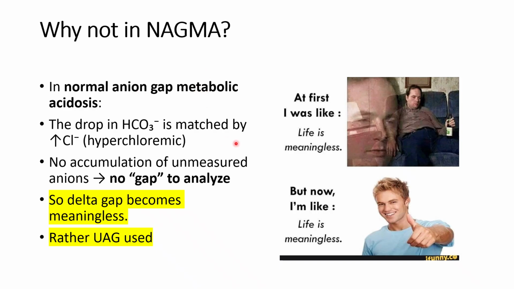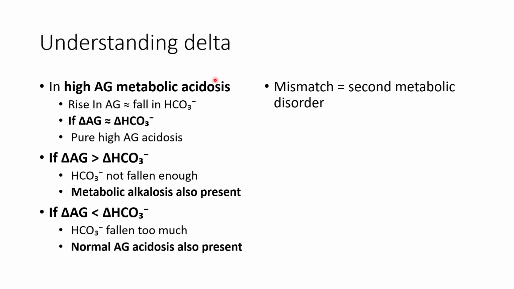Because in normal anion gap metabolic acidosis, the drop in bicarb is being compensated by increasing chloride, that is hyperchloremic metabolic acidosis. So there is no gap to analyze, no expected fall of bicarb for the rise in anion gap. So delta gap becomes meaningless. Rather, in this we use urinary anion gap, which we will discuss later. So, understanding the delta gap.